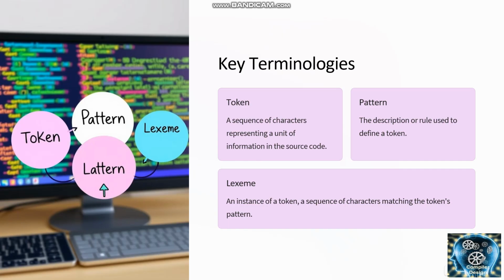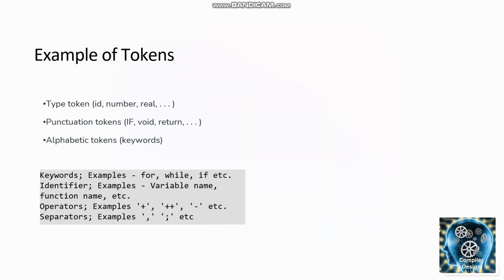Right now we are just going to see what is a token, what is a pattern, and what is a lexeme. What is a token? A token is a sequence of characters that can be treated as a unit in the grammar of the programming language. So let's see some examples of tokens. Types of tokens, for example ID, number, or real. These are called your types of token.